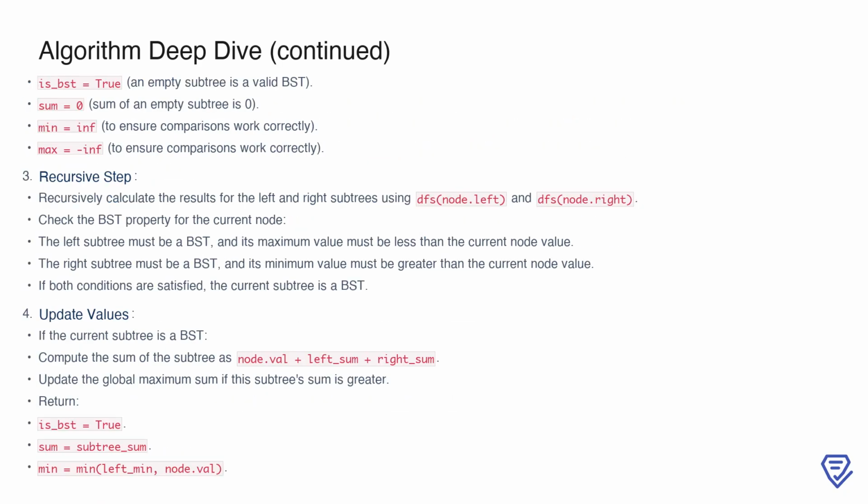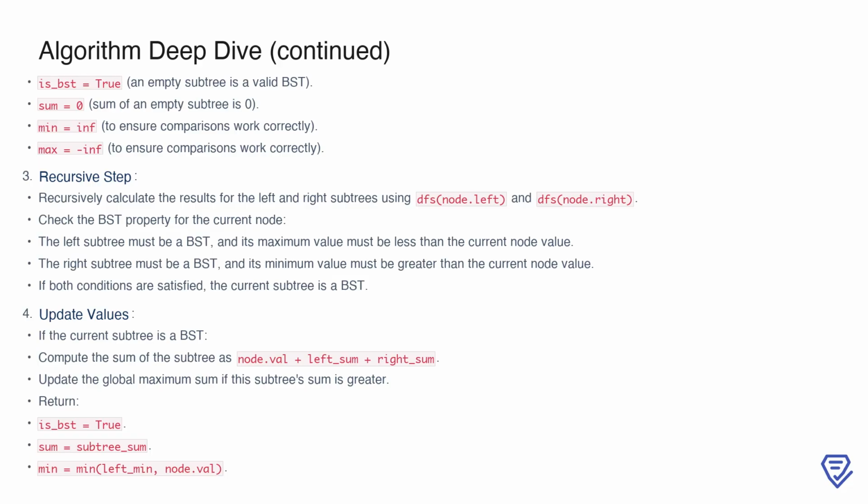Additionally, we define a base case for the recursion to handle null nodes, which represent empty subtrees. In the base case, if the current node is null, we consider the subtree to be a valid BST because an empty tree satisfies the BST property by definition. The sum of an empty subtree is 0, and we use infinity for the minimum value and negative infinity for the maximum value to ensure that comparisons with actual node values work correctly.